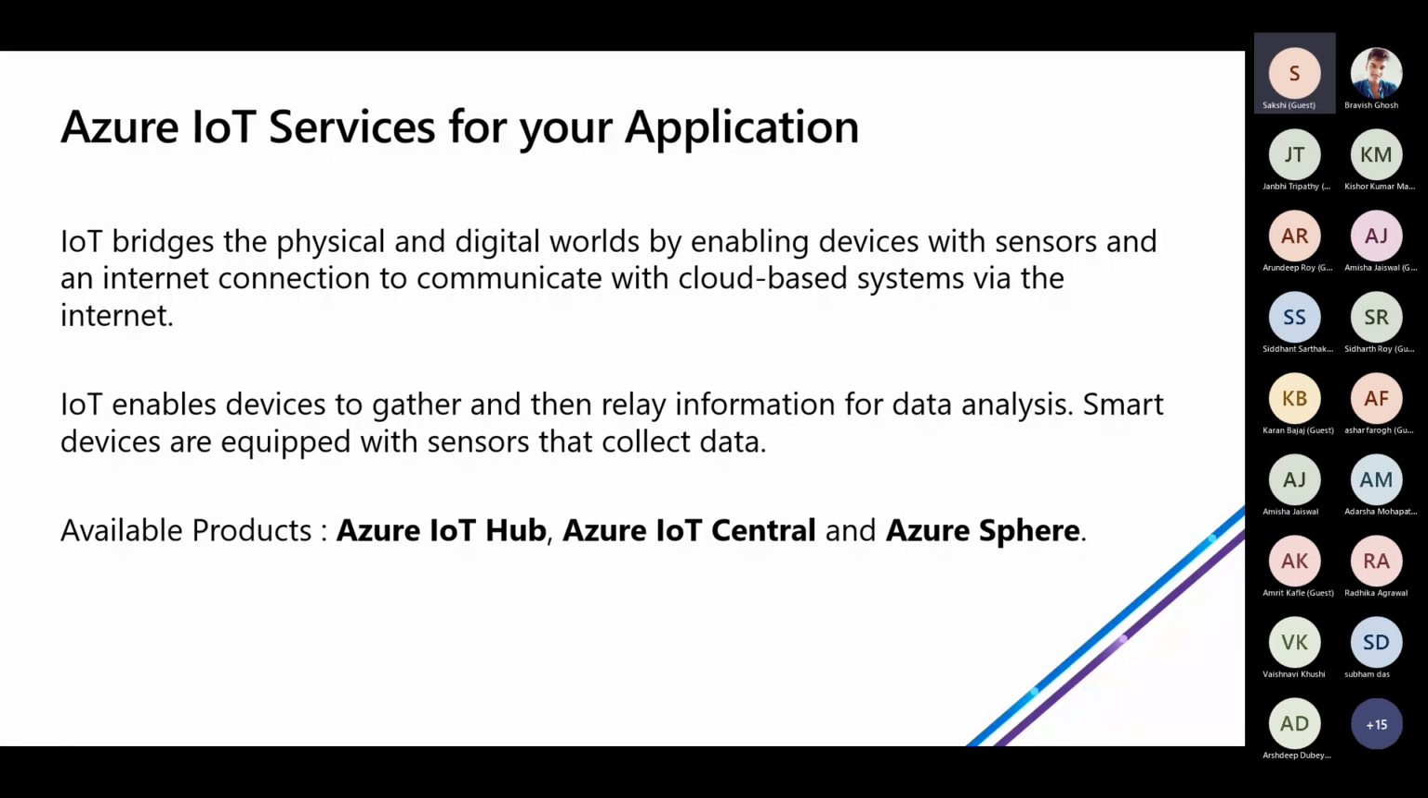So what is IoT? IoT bridges the physical and digital worlds by enabling devices with sensors and internet communication to communicate with cloud-based systems via the internet. So IoT enables devices to gather and then relay information for data analysis. Smart devices are equipped with sensors that collect data. So under IoT services, we have majorly three things: Azure IoT Hub, IoT Central, and Azure Sphere.